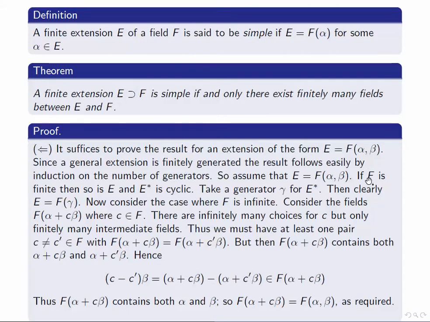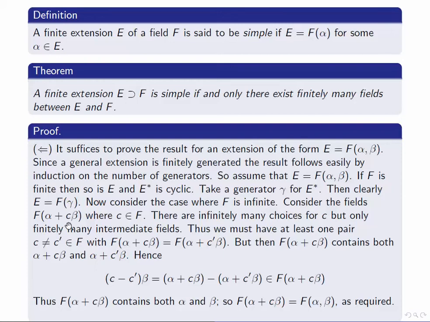Let's begin with the finite case. If F is finite, then so is E, and the multiplicative group of non-zero elements E star is therefore also finite, so by a previous result it must be cyclic. If we take a generator gamma for E star, it's easy to see that E is equal to F of gamma because all the non-zero elements of E are just powers of gamma. So let's move on to the case where F is infinite.